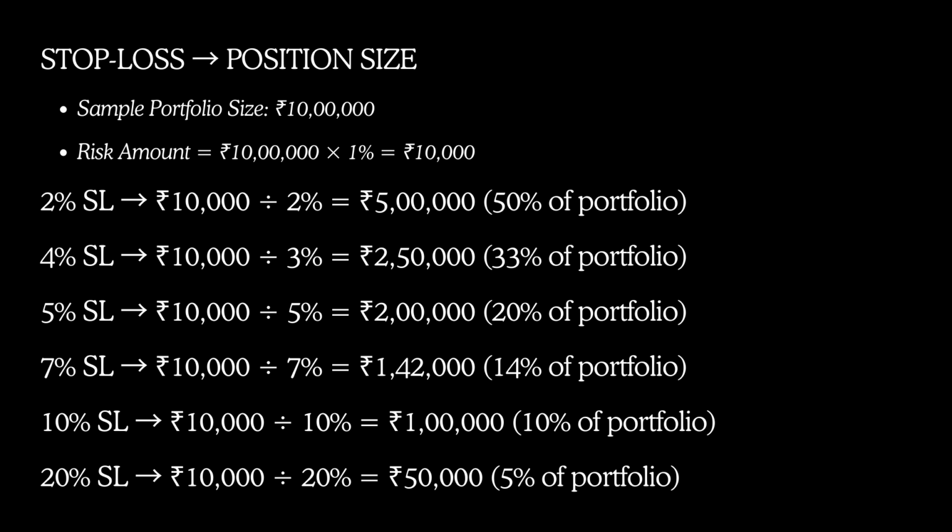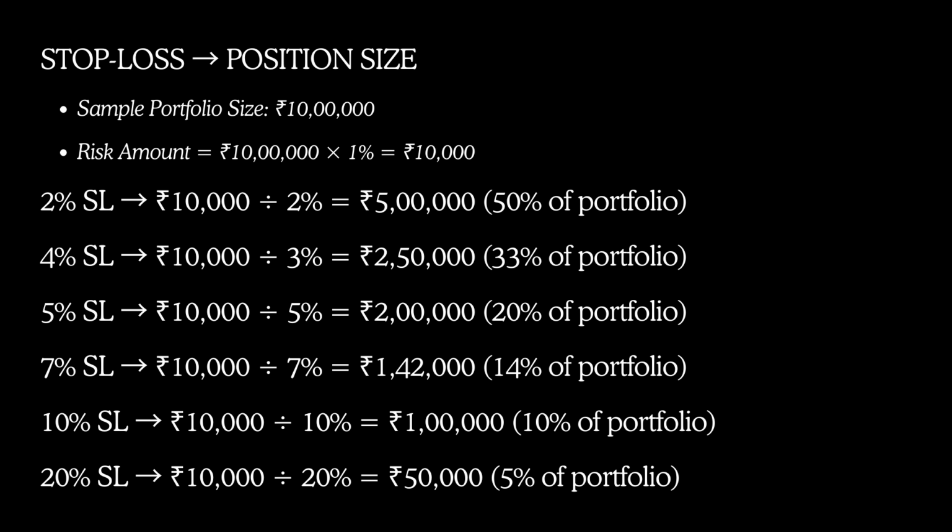If the stop loss is 4%, in that case I can go 2 lakh 50,000, which is approximately 33% of my portfolio. If I have 5%, 2 lakh rupees. If it is 7% stop loss, basically 14% portfolio. And if it is 10%, 10% of my portfolio. And if a 20% stop loss, I can allocate around 50,000 rupees, which is just about 5% portfolio.